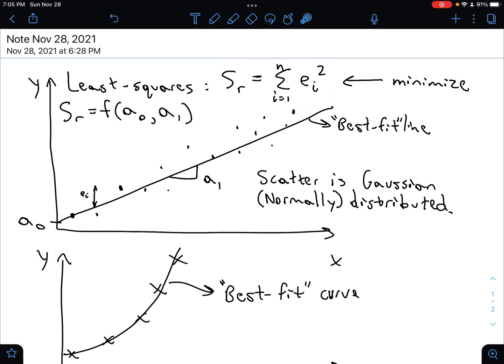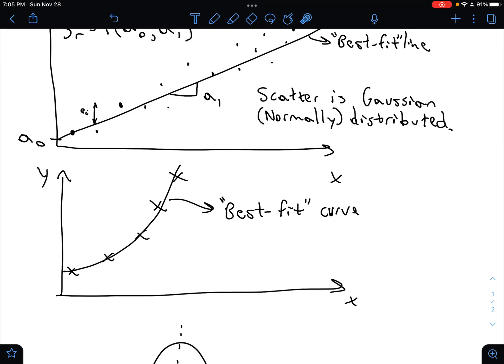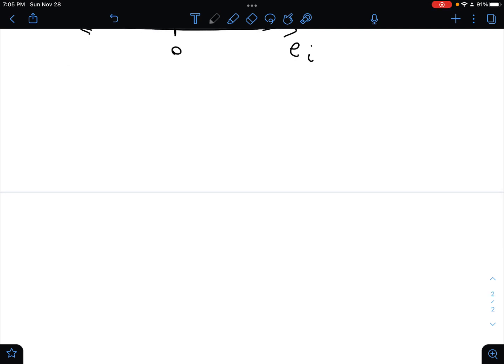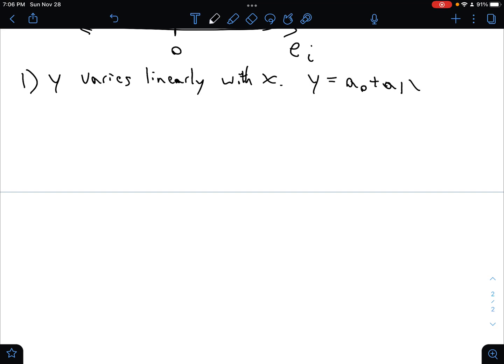The procedure is going to vary depending on the shape of the theoretical relationship. So if you believe your data are linearly related, in other words, y is a linear function of x, then you're going to have to use different procedures than if you believe that it's not a linear relationship. I'm going to talk about 3 possibilities. So the first one is going to be y varies linearly with x. So in other words, y equals A0 plus A1x.